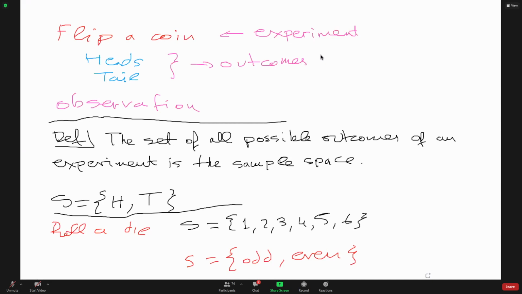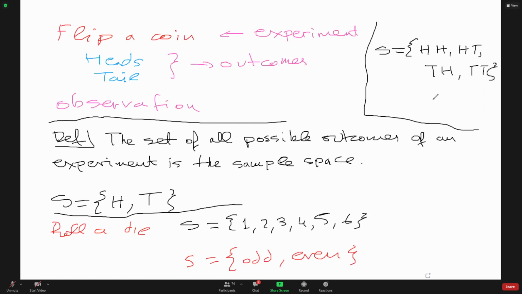Okay, now what is the sample space if I flip two coins? It may be head, head, head, tail, tail, head, and tail, tail. Exactly, right? So these are the possible outcomes if we flip two coins.